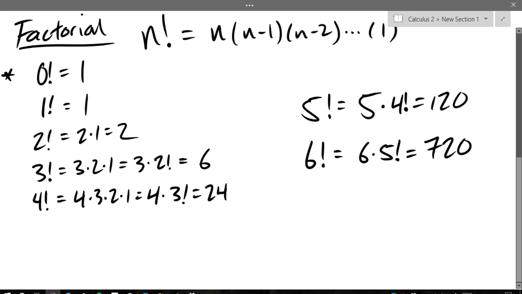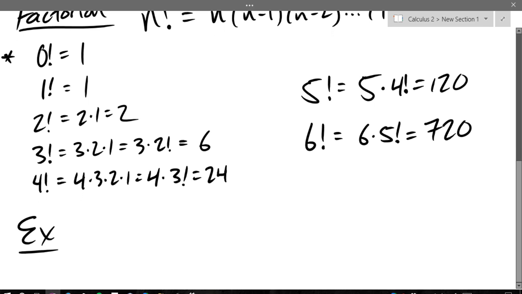So that's factorial. Now we're going to do a very easy example. We're going to write out the first 4 terms, and I'm going to give you a formula for an. So we're going to write out the first 4 terms of this sequence. It's going to be a very easy example.